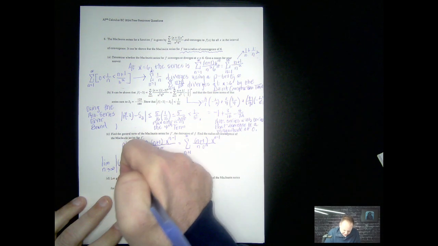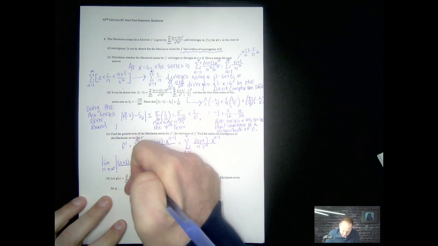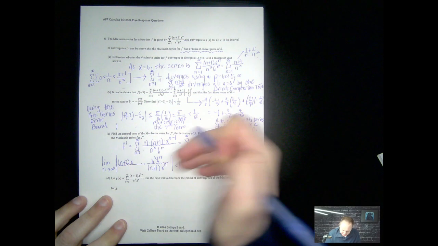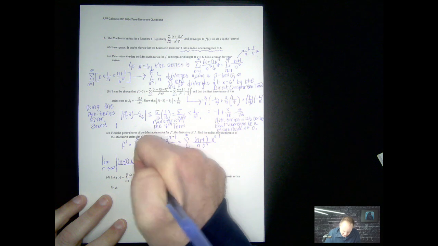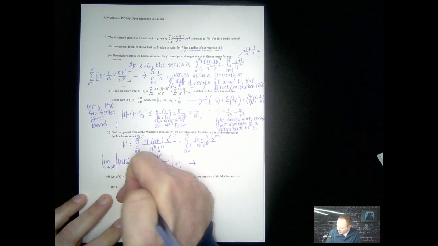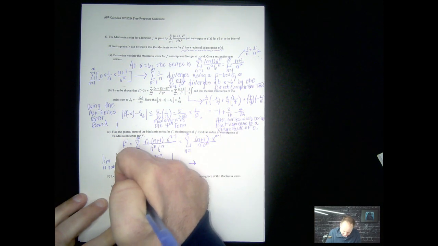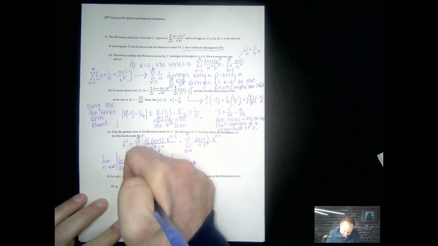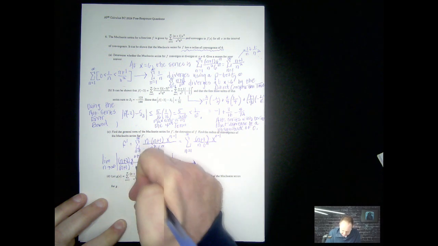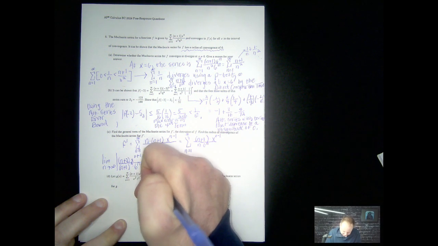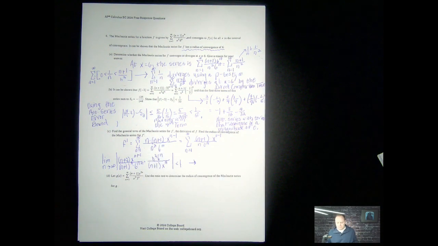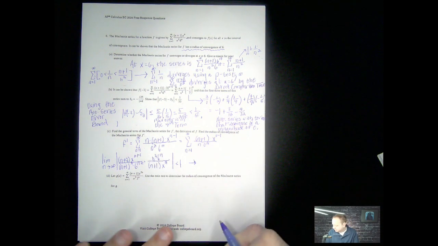And then I want to do the next term from that. So I'm going to keep adding 1 to all my n's. So this becomes n plus 2, all times x to the n plus 1, all over n plus 1 quantity squared, all times 6 to the n plus 1.